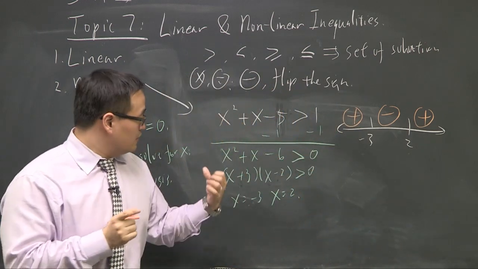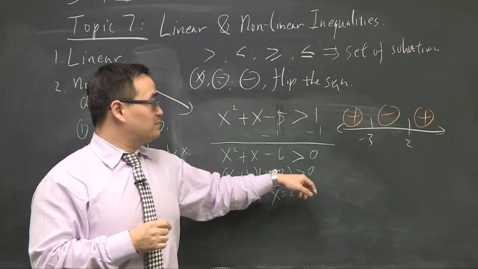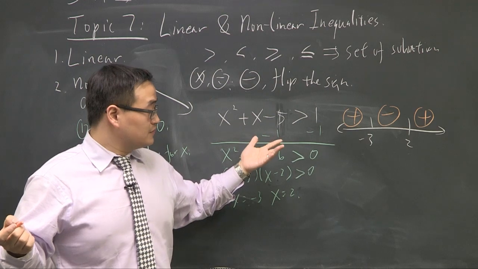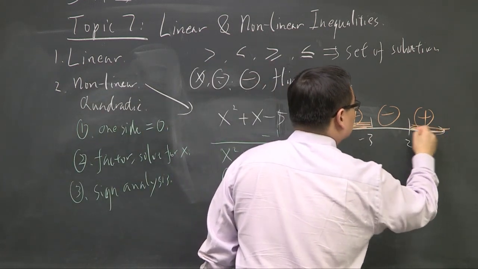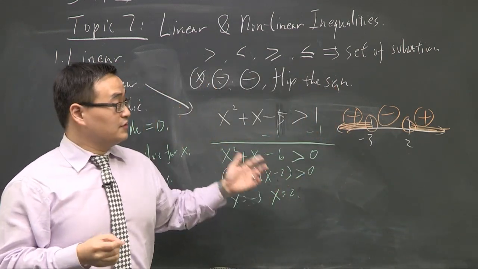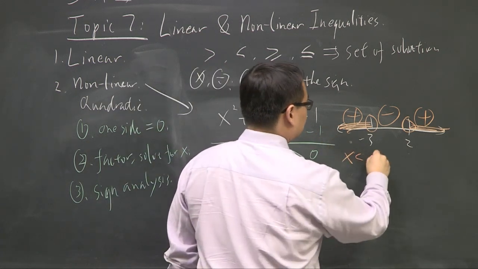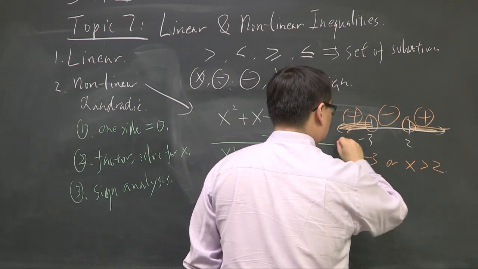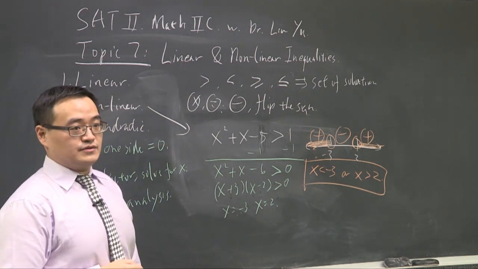Now you see the beauty of making one side equal to 0, because all I'm saying is I want this thing to be bigger than 0, which means I want this thing to be positive. So which two sets of answers work? This set of answers and this set of answers. And they're empty circles because they're greater than 0, not greater than or equal to 0. So how do I represent this? This is x is less than negative 3. This is x is greater than 2. That is going to be your solution.